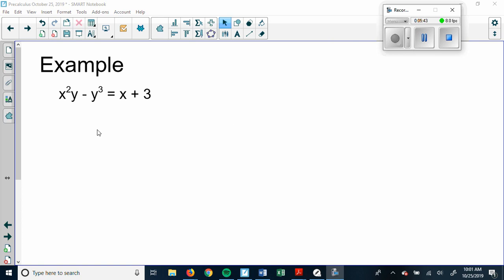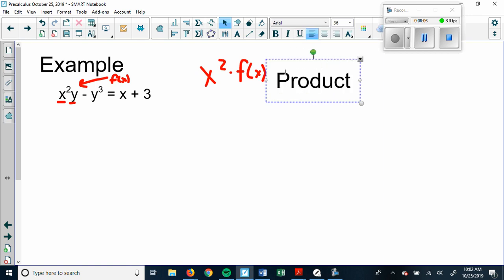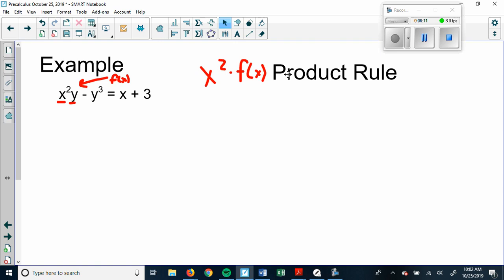All right, so here we have a different one. Okay, and what I want you to notice here is that this is a function x squared, and this is another function. Remember, this is f of x. So how would we deal with x squared times f of x? Well, we'd have to use the product rule. All right, I'm just going to type it. It's a lot faster. We have to use the product rule here for that.